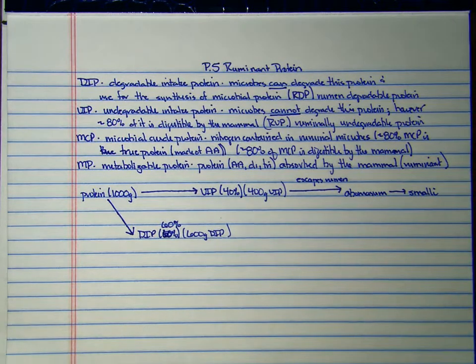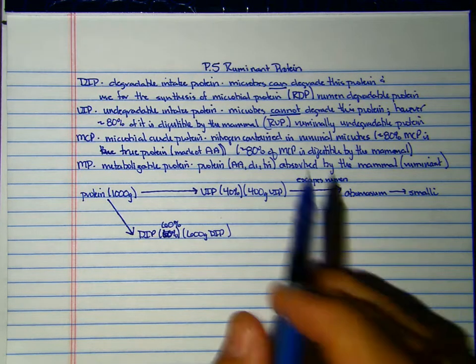Okay, and you guys already know what's going to happen in the abomasum. We're going to have pepsin, and we're going to have the HCl that's going to denature this protein. Then in the small intestine, we're going to have all the enzymes we talked about last time. Same enzymes do the exact same thing, and then we're going to absorb amino acids, dipeptides, and tripeptides.